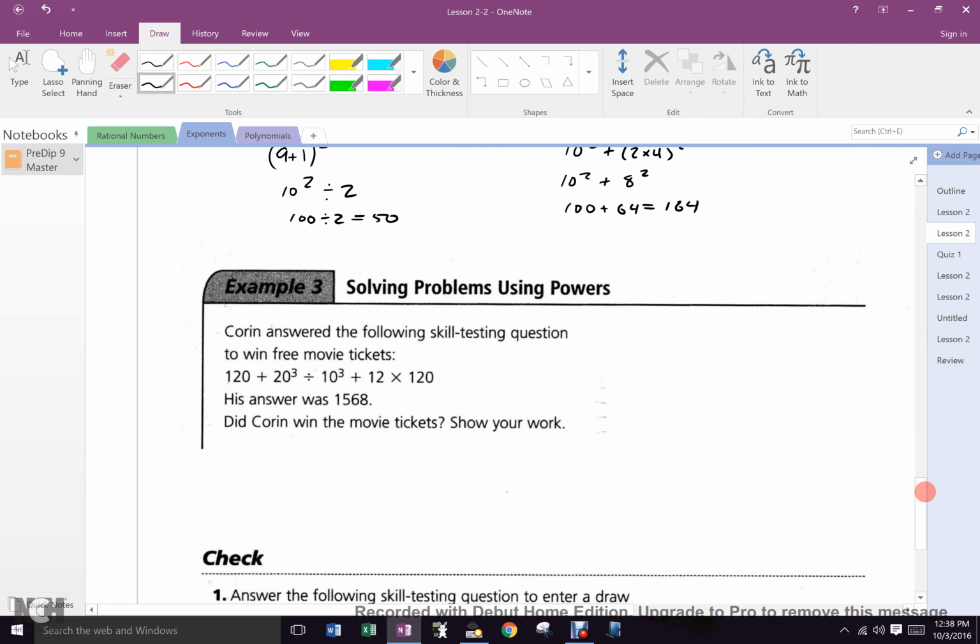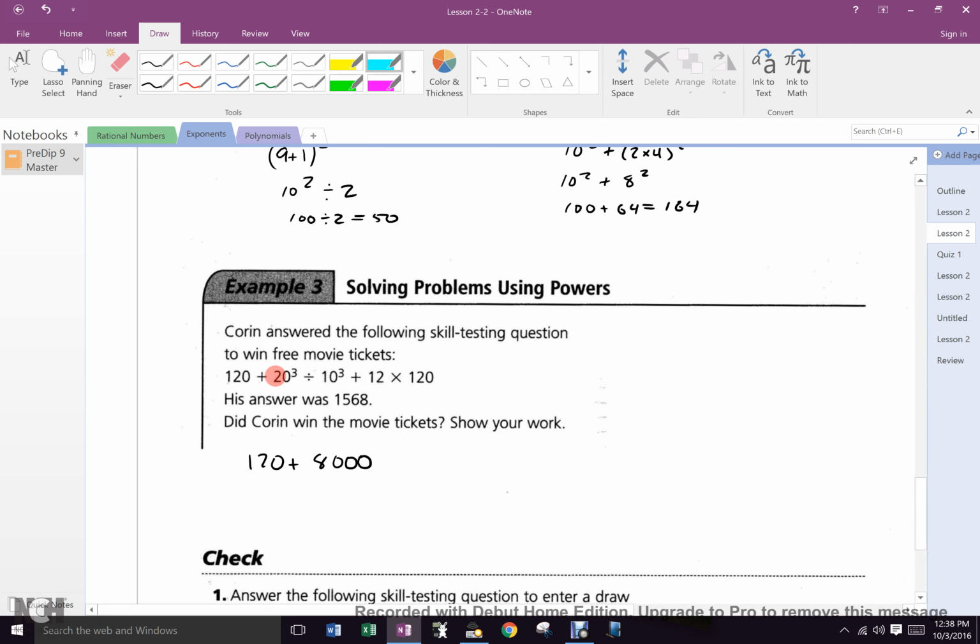Now, this comes back to some of the examples I gave you before. This is the, does Corin win the free movie tickets? Because technically in Canada, you can't win something for nothing. So you got to do something. So, how are we going to do this? Order of operation. Right, order of operation. Where do we start? You do the exponent first. 120 plus 20 cubed. 20 times 20 times 20, which is 2 times 2 times 2, yeah? So what is it? 800. 8,000.